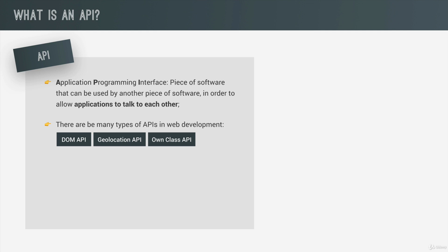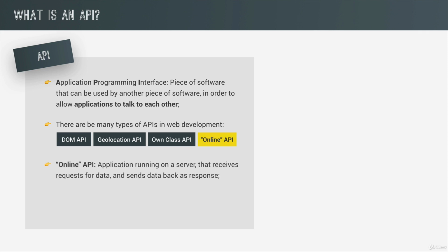But now let's talk about the important type of API that we are actually interested in when we use AJAX. And that are APIs that I like to call online APIs. So an online API is essentially an application running on a web server which receives requests for data, then retrieves this data from some database, and then sends it back to the client. So just as we saw in the last slide, right?